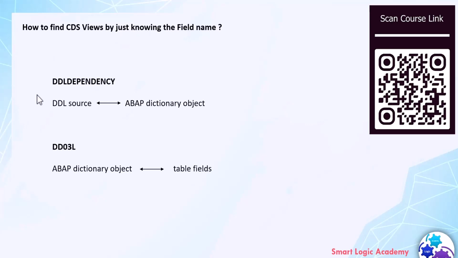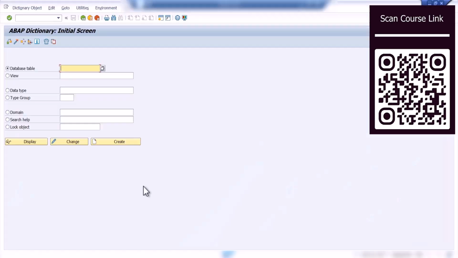Let's take a scenario. We want to fetch some data and we need to find if any CDS view exists for our requirement. In such cases, we need to find the CDS views which have the fields of our requirement. In this video tutorial, we will address this scenario and we will see how to find a CDS view by just knowing the field name. Now let's go to the SAP ABAP system.